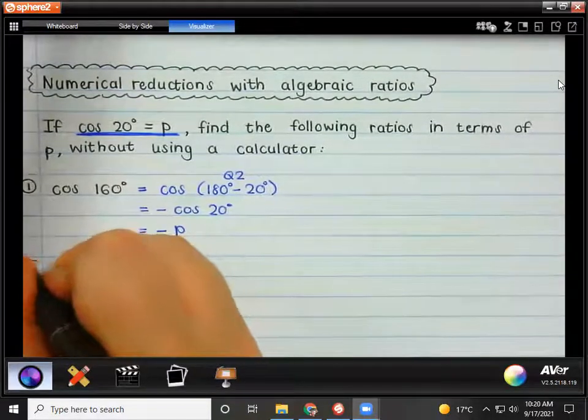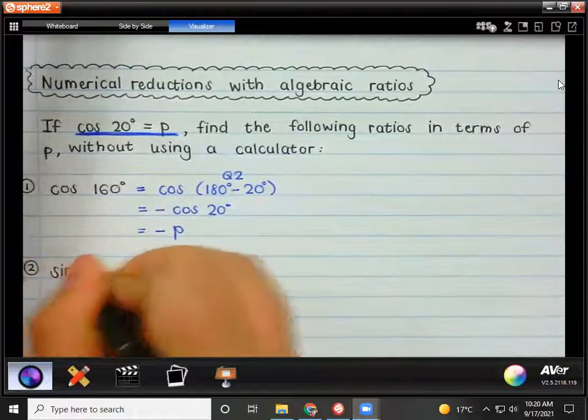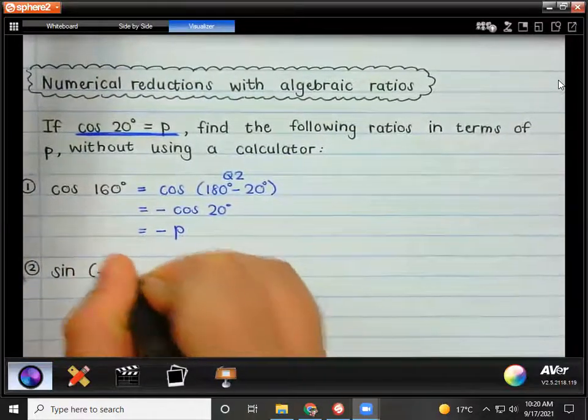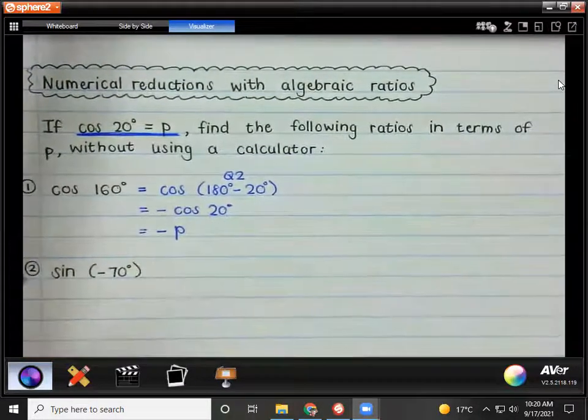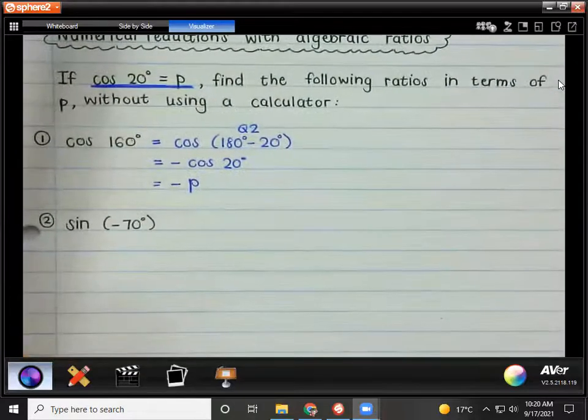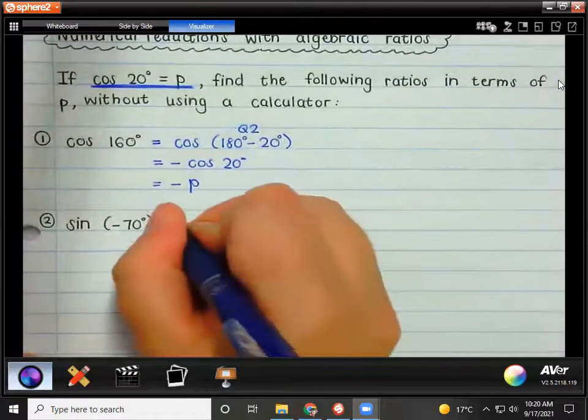Number 2, sine of negative 70. We need to write that in terms of P.